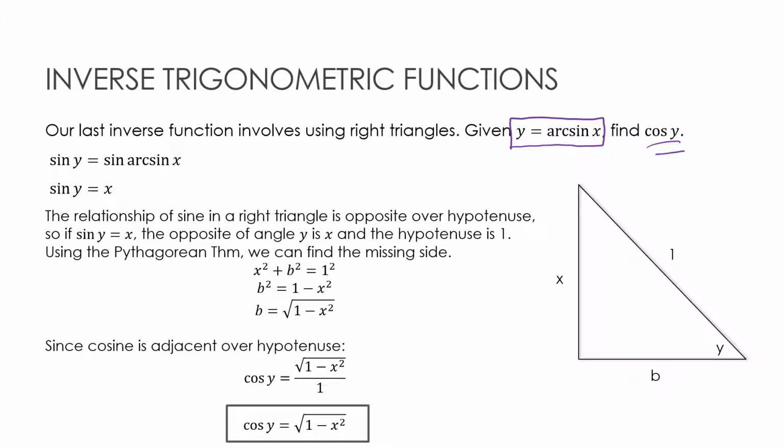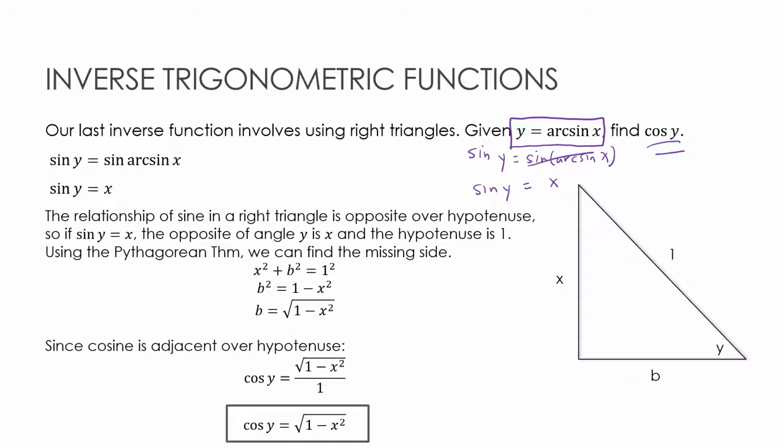So the first thing I'm going to do is get whatever I can by itself. The same way that I would have previously, I'm going to say sine of y is equal to sine of arcsine of x. And that would give me sine y equals x. So that part we've done like 100 times now. We're pretty good at it.